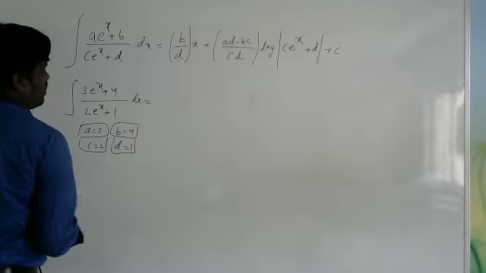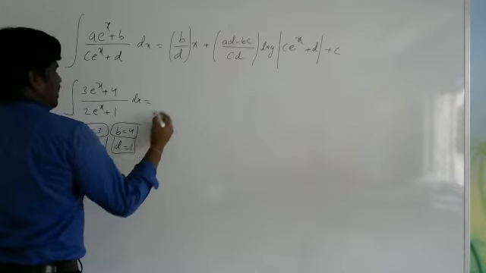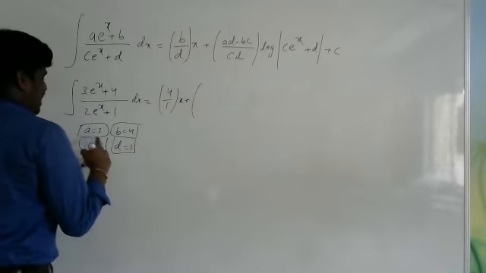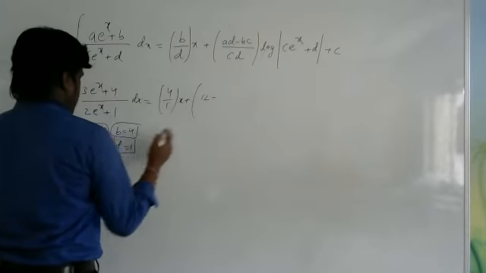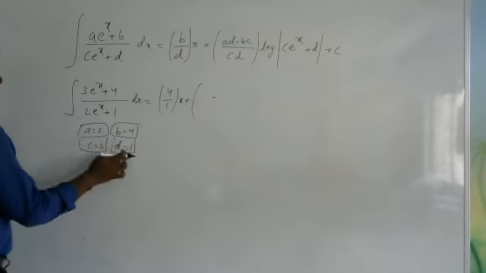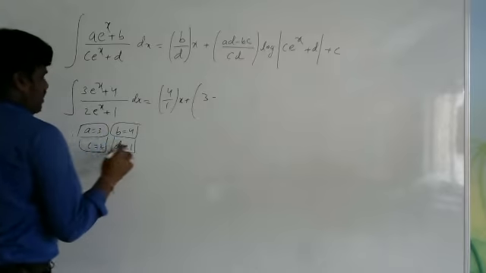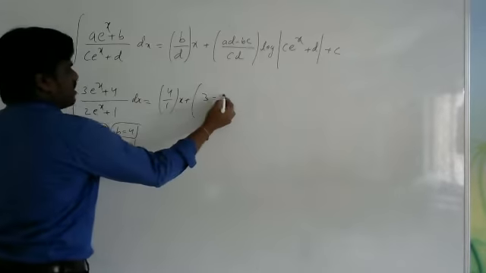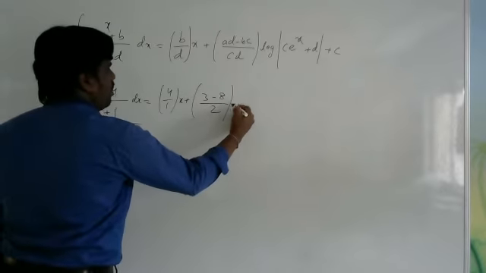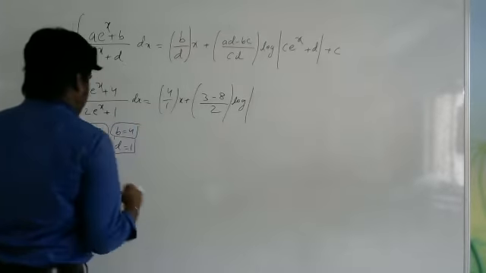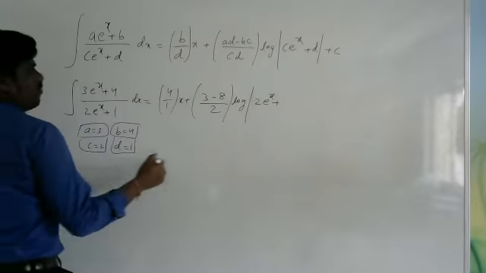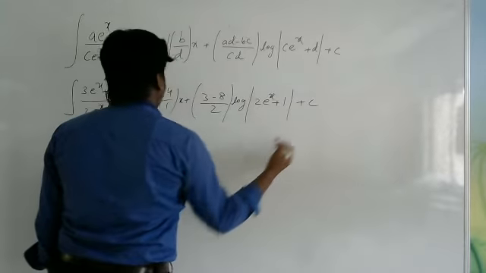Just substitute in that. So what I am going to get: b by d, that is 4 by 1, into x plus ad. AD means 3 into 1, 3, minus bc, 4 twos are 8, divided by c into d, that is 2, log mod c e to the power of x plus d, that is 2 e to the power of x plus 1, plus c. You are going to get.